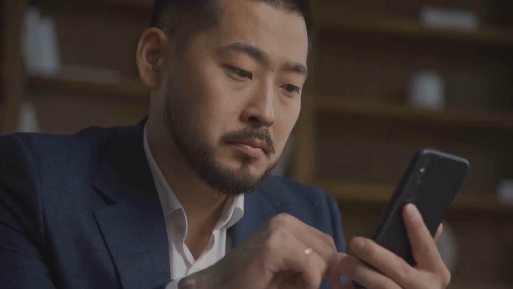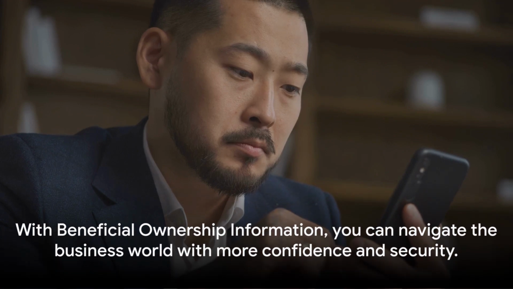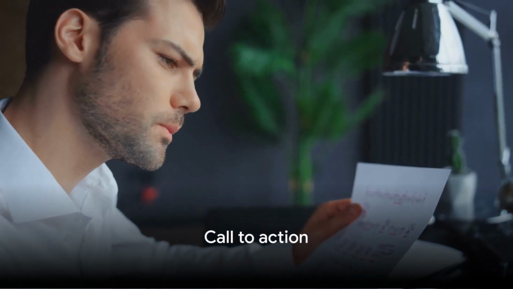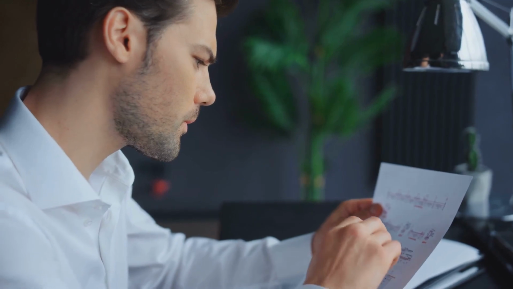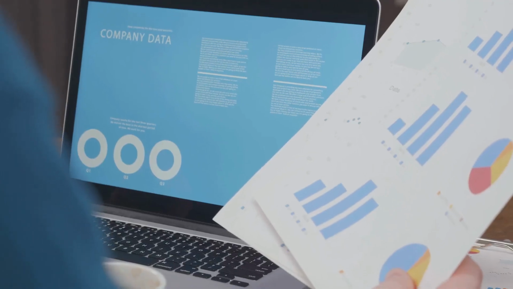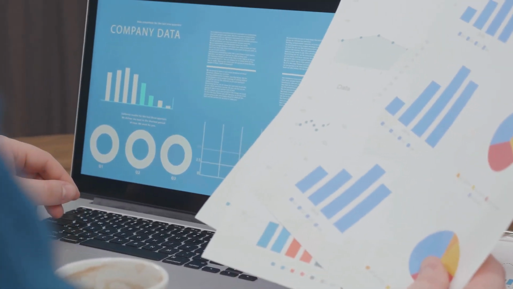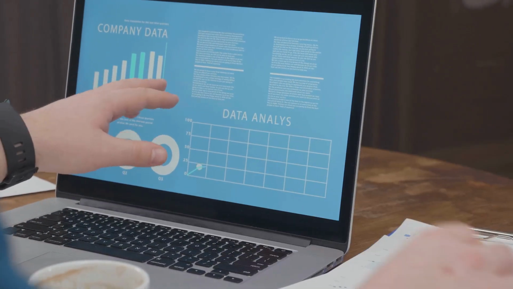In the world of business, knowledge is power, and beneficial ownership information gives you the power to make informed decisions, to understand the landscape, and to navigate the complexities of corporate ownership. With beneficial ownership information, you can navigate the business world with more confidence and security. Knowledge is power, and you now have the power of understanding beneficial ownership information. You're now equipped with an understanding that goes beyond the surface, diving into the heart of financial transparency. It's a tool in your arsenal, a secret weapon in your business strategy.